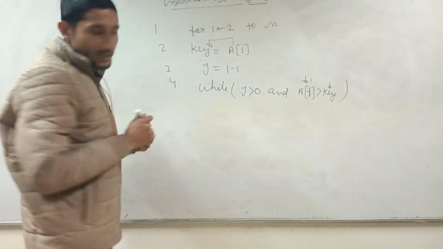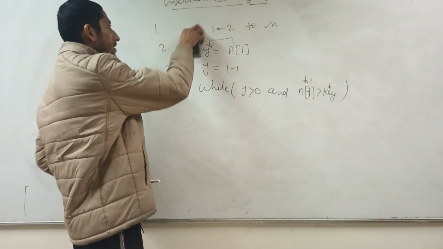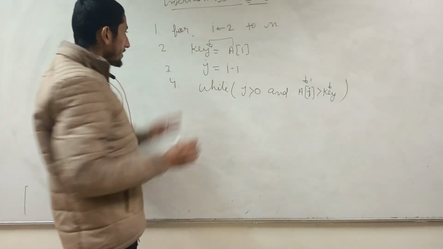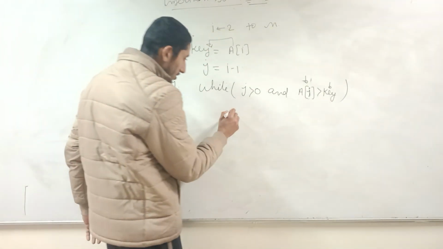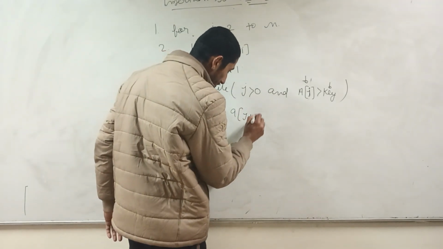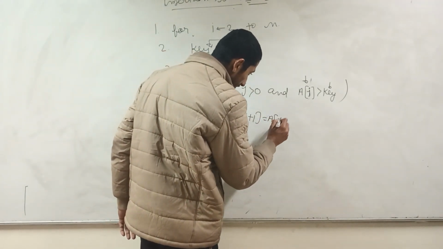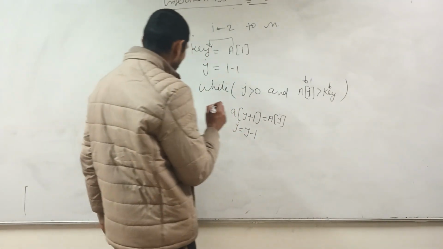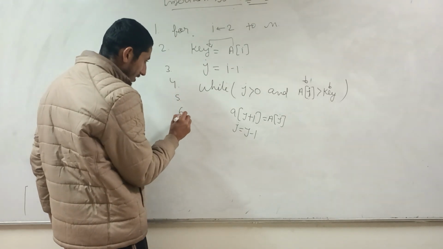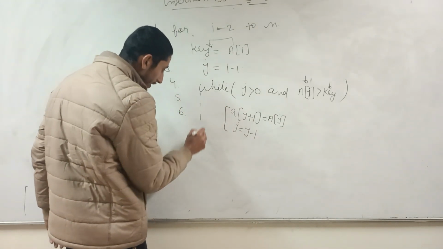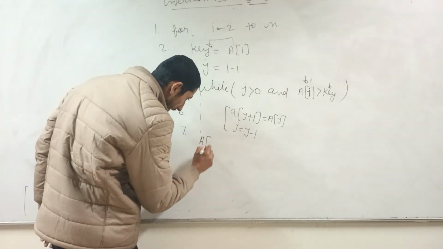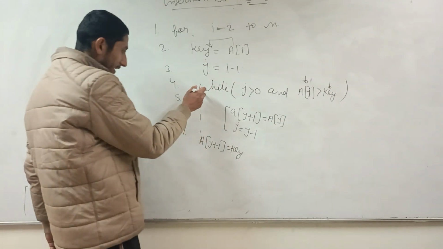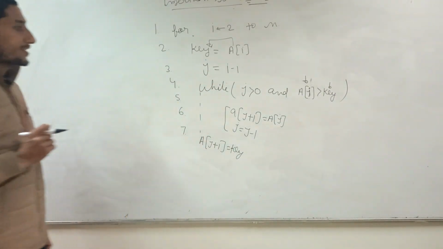Let me write from here, so it makes more sense. These are inside the loop: A of j plus 1 equals A of j, and j equals j minus 1. That is step number 5. So these two statements are inside the loop, and this last one is outside the while loop but inside the for loop. So that is the complete algorithm.